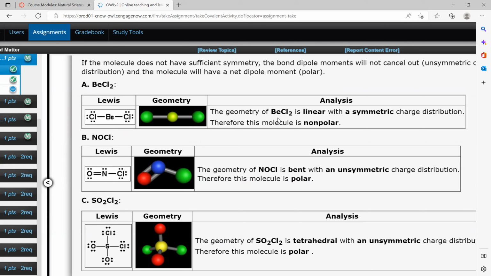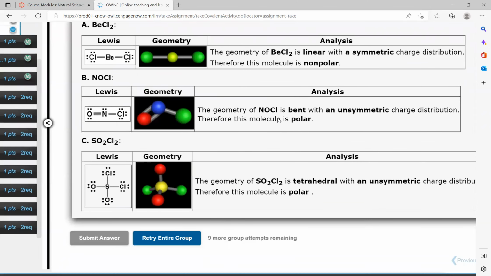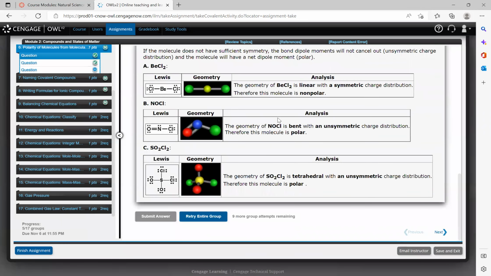Now, with this NOCl, what's going to end up happening is oxygen's going to have a really great affinity for electrons, and they don't have this symmetrical charge. So it's going to end up being polar. With SOCl2, same sort of idea here. There's not this symmetrical unit. Had it been SO4 or SCl4, it would have been symmetrical. But because it's not, this is going to make it considered to be polar. So I like you being able to see the Lewis dot structure next to the actual geometry of it.